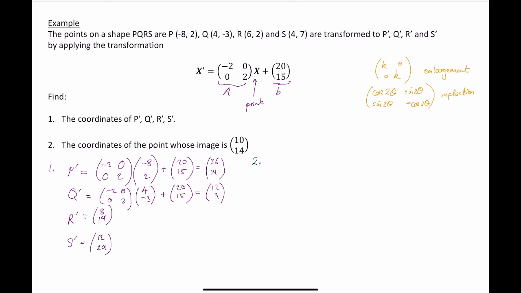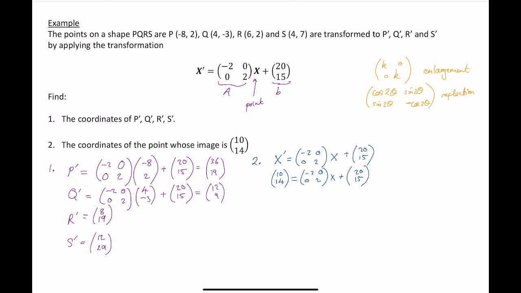Okay, well, let's write out what we know, just like we would do with algebra. So we have this general formula. The image of some point x is this transformation matrix multiplied by some original point x plus (20, 15). And we know that the coordinates of the image is (10, 14). So I can substitute that in here, and everything else stays the same.